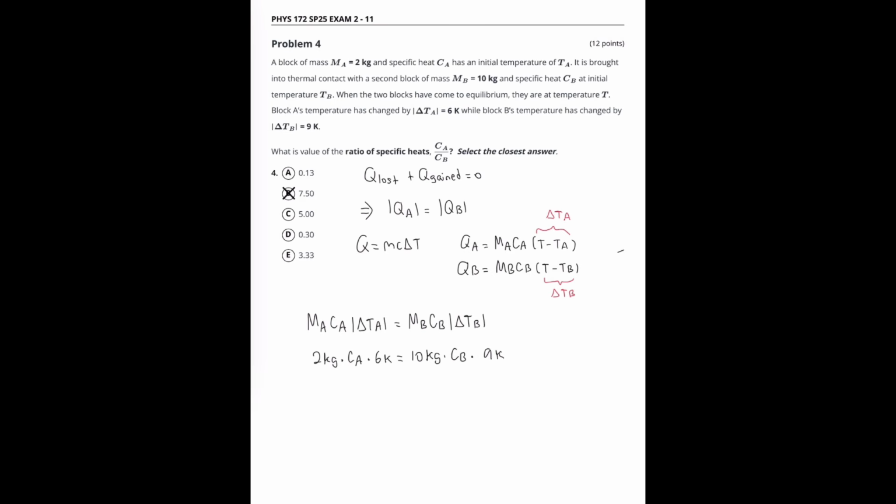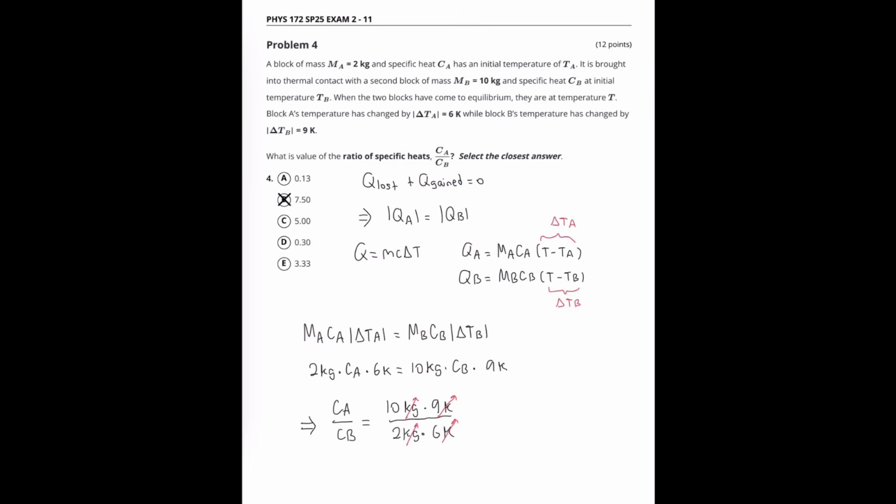So we can set up our ratio and we get that Ca over Cb is equal to 10 kg times 9 Kelvin divided by 2 kg times 6 Kelvin. The units end up canceling out since we're dealing with a ratio. And we get that our ratio between the specific heats Ca divided by Cb is equal to 90 over 12, which is equal to 7.50. And this will correspond to answer choice B.